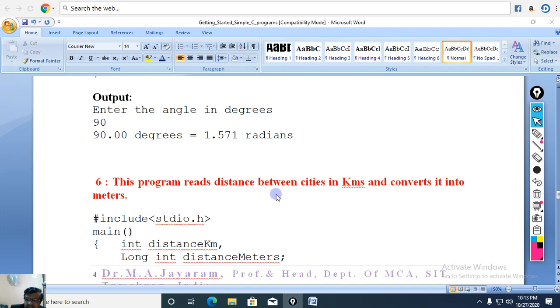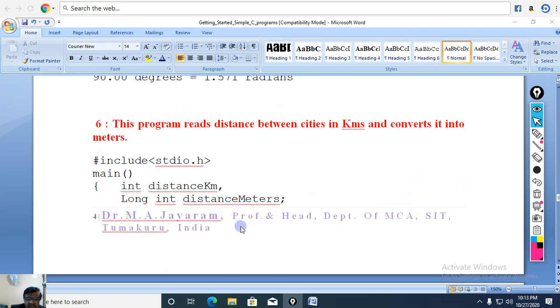This program reads the distance between cities in kilometers and converts it into meters. Let us say integer distance kilometer, let us say the input is 15 kilometers.